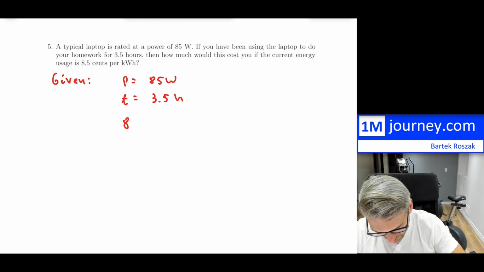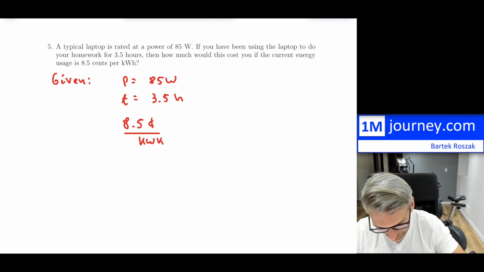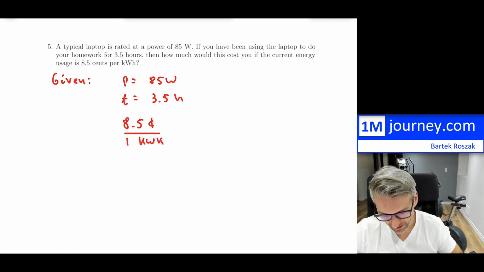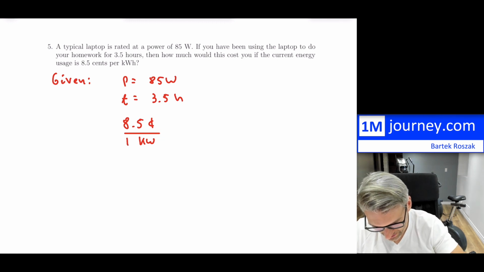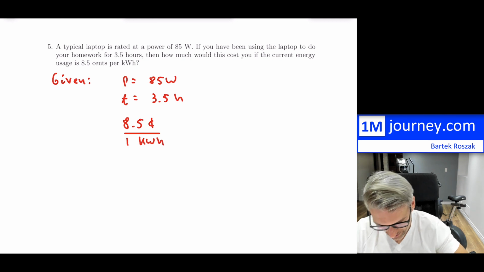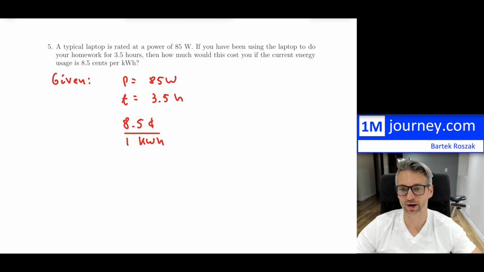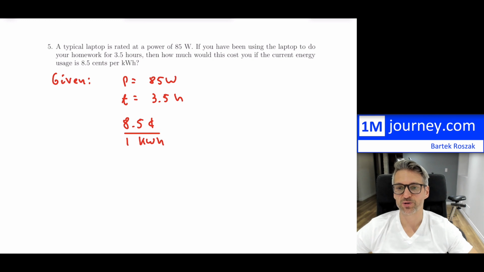It's like paying your bill. So it's 8.5 cents per kilowatt hour. Okay, so for every 1 kilowatt hour, that's how much you would pay. And I don't know exactly how much it is now, but it's give or take something around there. So now how much would this cost us? This is an interesting question.